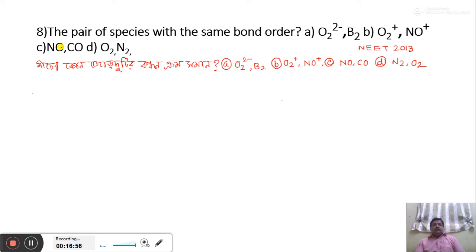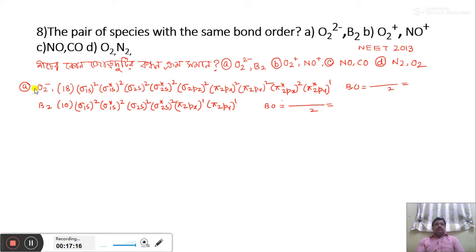In this video, the last question is: the pair of species with the same bond order. These are 4 options. To calculate the bond order of these species, at first write the molecular orbital diagram, then the electronic configuration, then we can calculate the bond order of the following species.